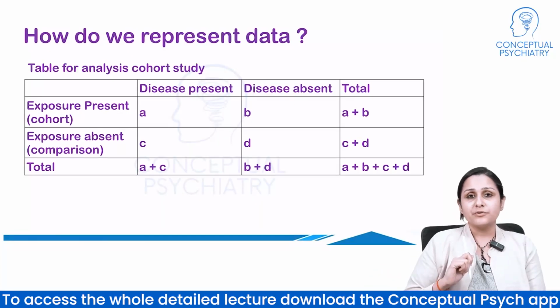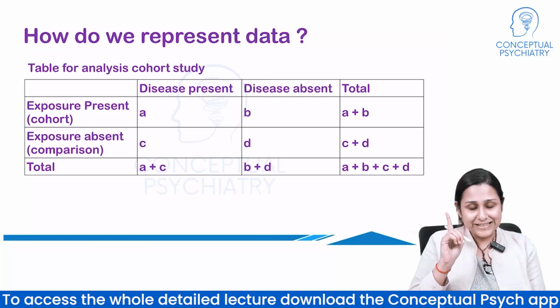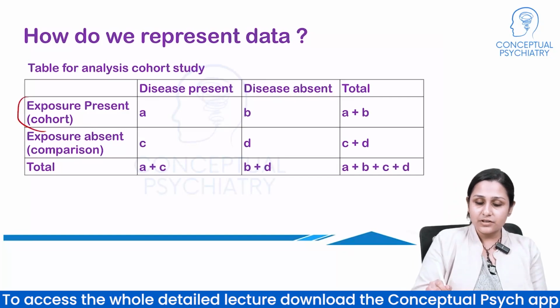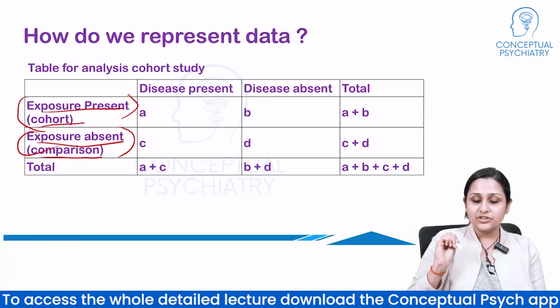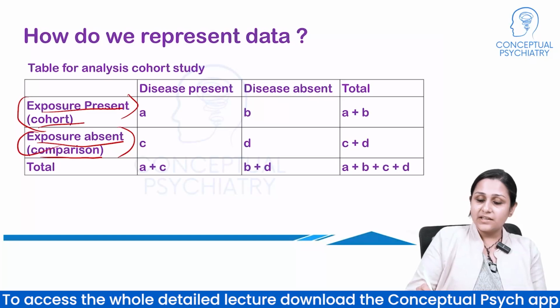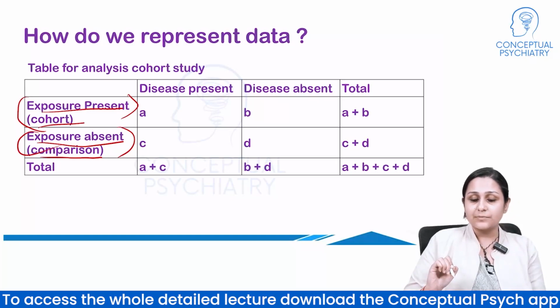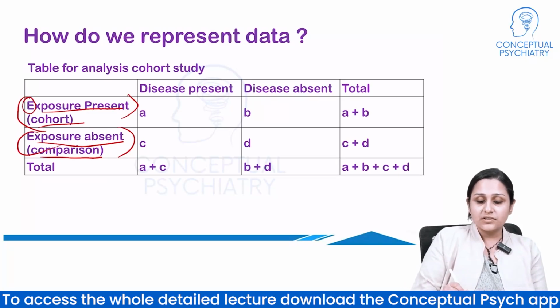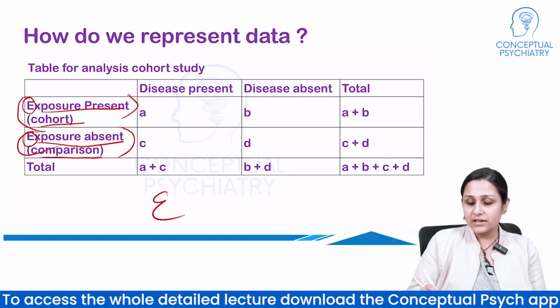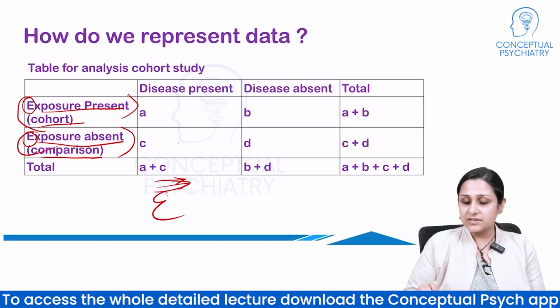And how do we represent data in a cohort study? It's slightly different. We'll start with the definitive group that we identify first. We start with the exposure first, which is the cohort group, and the exposure absent, which is the comparison group. And then we write disease present or disease absent. Please note exposure is in the rows. So E aata hai, this signifies rows. So this would always be in the rows column. So again, A, B, C, D, and we get all the summary statistics.